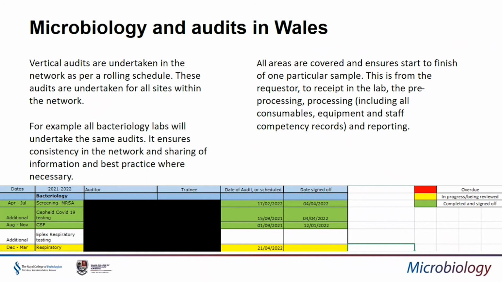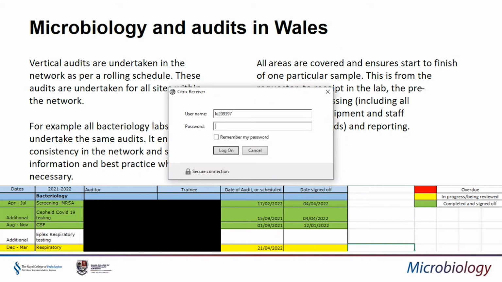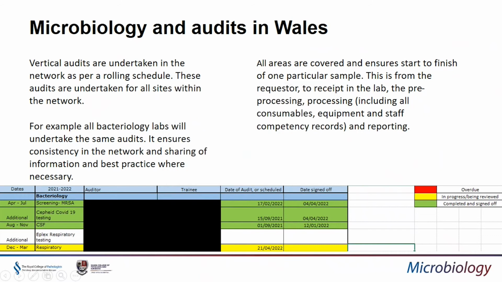So a CSF sample audit will look at the request: do we have all the patient information? Do we have clinical information? Is the request stated on there? Is it dated? Is the time taken all available on there? You'll look at receipt in the lab. Have we documented the date and time we received it? The pre-processing, the processing: is it within turnaround times? Was there a delay in processing? And if there was, why? It includes all the processing side, all consumables, all equipment, staff competency records, so it can be quite a broad process. And it'll also look at the reporting side as well.